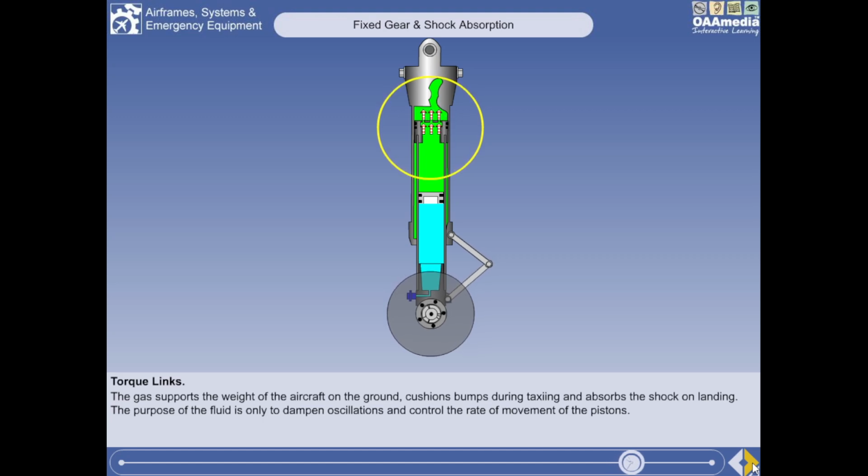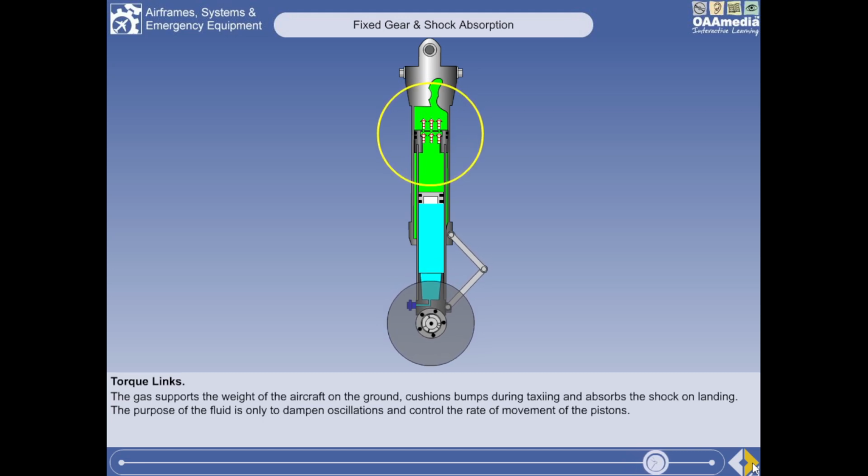The piston connected to the lower cylinder has holes in it, which restricts the flow of fluid through the piston, thus dampening the movement between the cylinders.